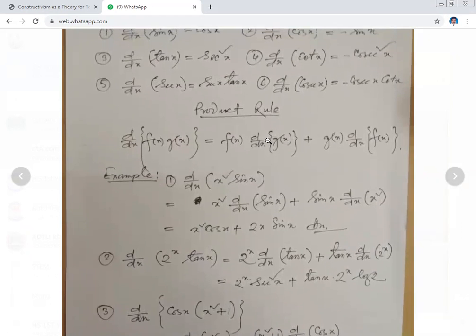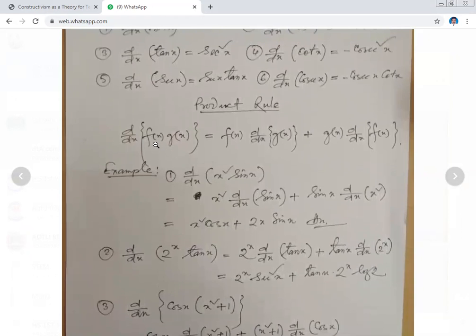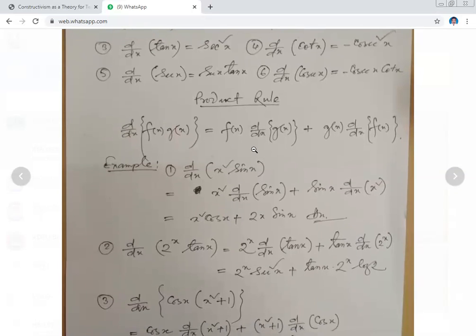So this is the rule to differentiate a function which is a product of two functions. A function which is a product of other two functions. To differentiate this, we have to move as per this rule. First function as it is, derivative of second function, plus second function as it is, derivative of the first function, which is called the product rule.